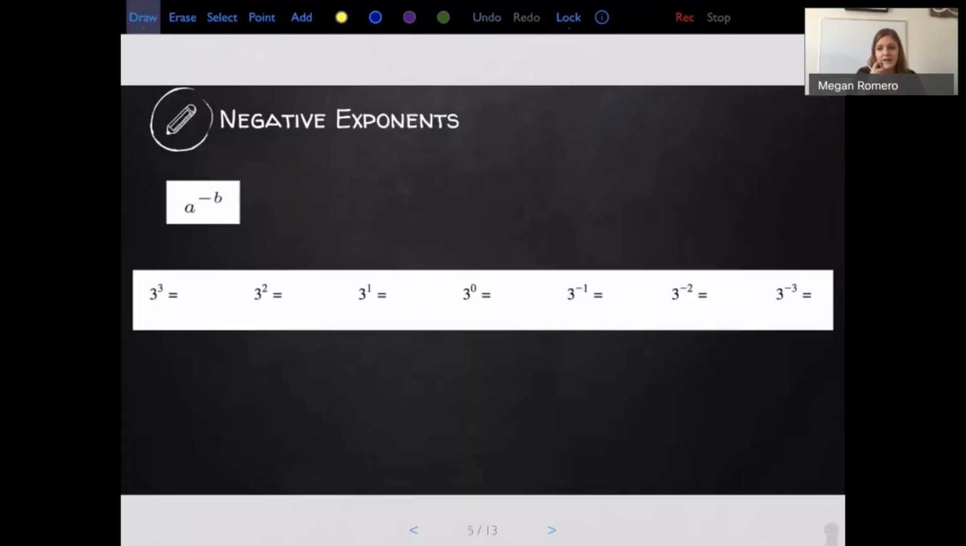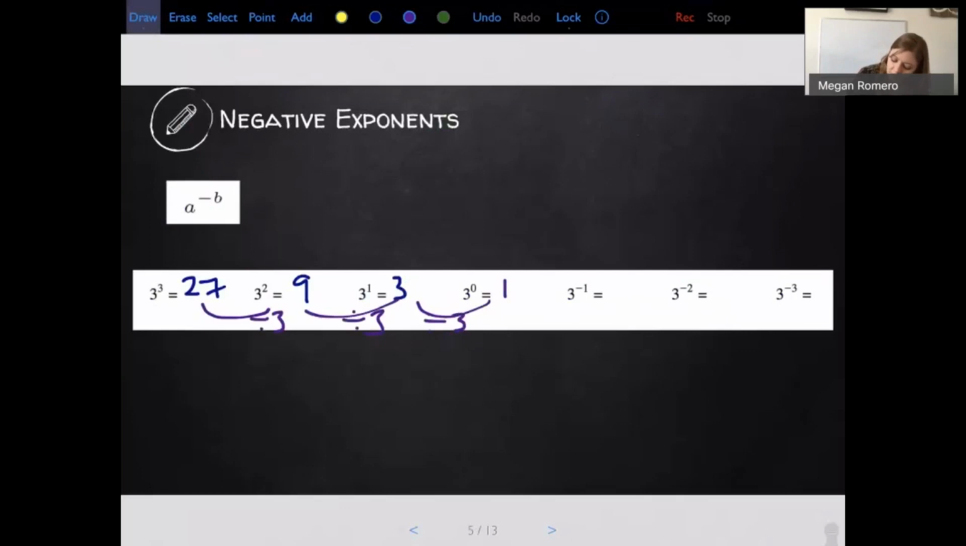Negative exponents. So negative exponents have a to the power of minus b. So we'll do a little demonstration using 3 to whatever power I have here to go over some facts about negative exponents. So 3 to the third is 27. 3 squared, 3 times 3 is 9. And 3 to the first is just 3. Notice how each time we divide by 3, and so 3 to the 0 power is just 1 if we continue the pattern of dividing by 3.